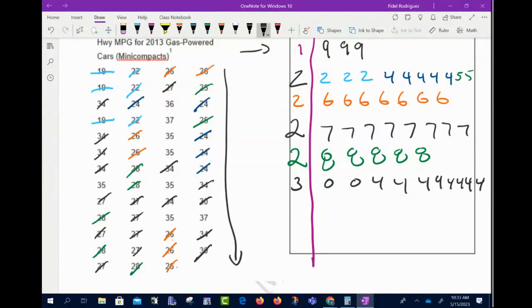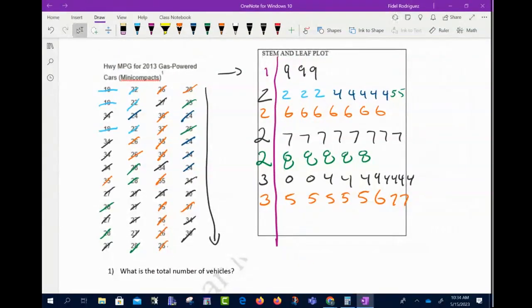Okay, guys, do we have any 35s? Okay, let's keep going, 35s. Okay, so let's see, 35s, I got one, two, three, four, five. One, two, three, four, five. Okay, do we have any 36s? How many 36s do we got? Just one, right? Okay, and do we have any 37s? Two. Perfect, thank you. One, two.